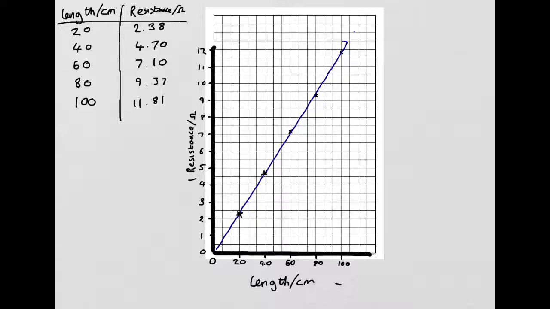So that makes sense, right? The longer the wire is, the harder it is to pass a current all the way down its length. That's pretty much all there is to it.